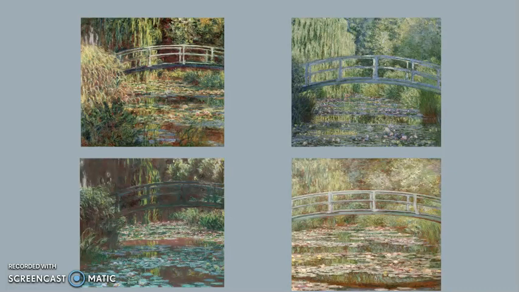Following this is the water lily pond. Monet often painted paintings in sets, or paintings that were done many times of the same picture. We are able to see the difference in light, time, view, and color this way.